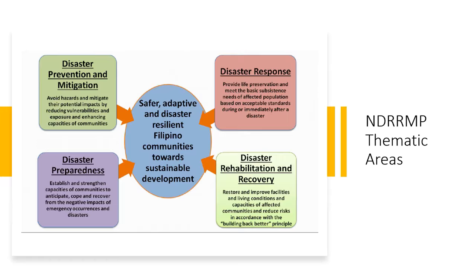For disaster preparedness, establish and strengthen capacities of communities to anticipate, cope with, and recover from the negative impacts of emergency occurrences and disasters. Number 3, disaster response. Provide life preservation and meet the basic subsistence needs of affected population based on acceptable standards during or immediately after a disaster. And the 4th theme, disaster rehabilitation and recovery. Restore and improve facilities and living conditions and capacities of affected communities and reduce risks in accordance with the Build Back Better principle.